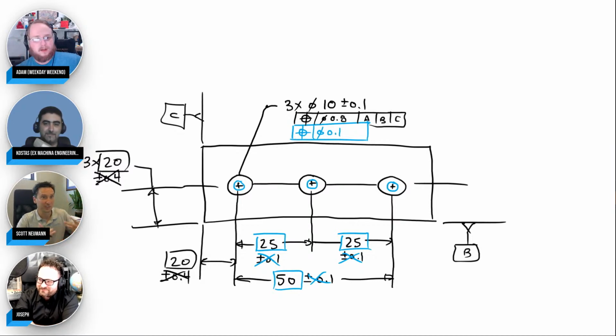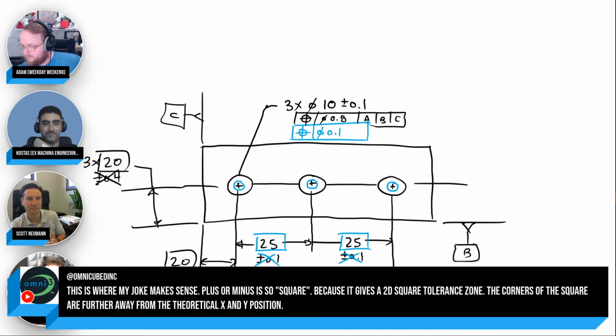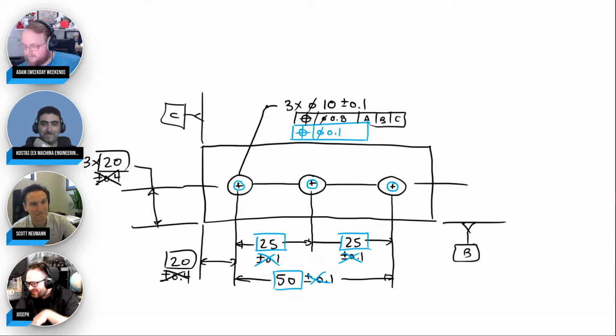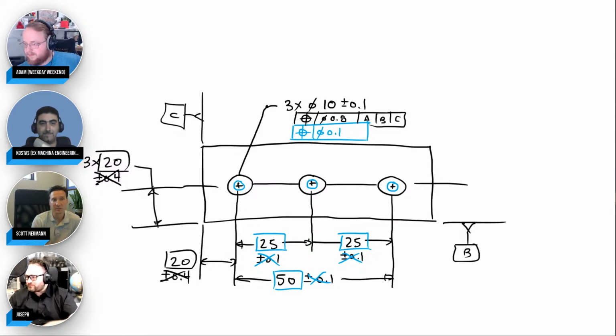But holes and slots and dowel pins and alignment holes and much cooler datum features you can have on real parts. Yep. And OmniCube made a joke about square dimensions, and this is where it makes sense, because plus or minus gives you a square or a rectangle and pretty much nothing else. And that's it. This 2D square, I think that's a good way to say it too. 2D square, because are you controlling it in 3D? Is that the front of the hole, the back of the hole? Is it both? Nobody really knows for sure. It's just kind of like, you know what I mean, right? Yeah.